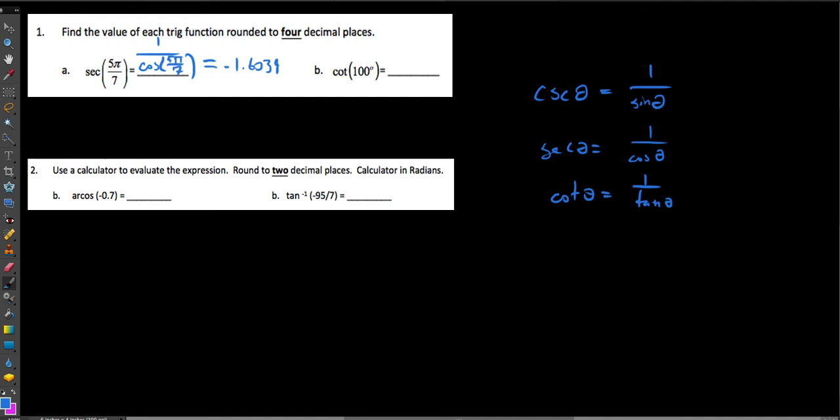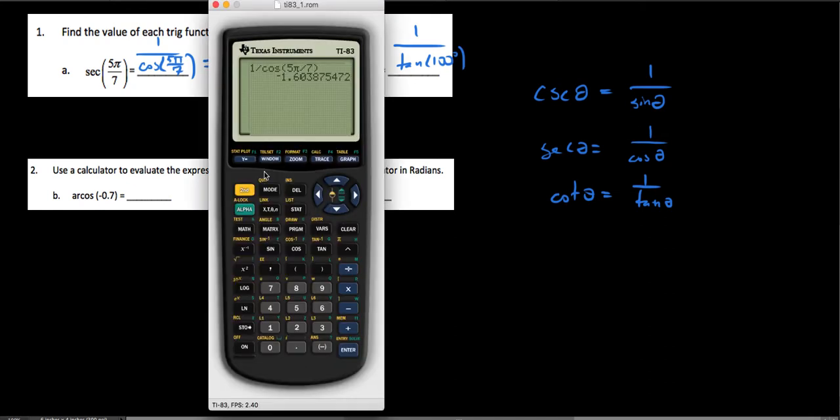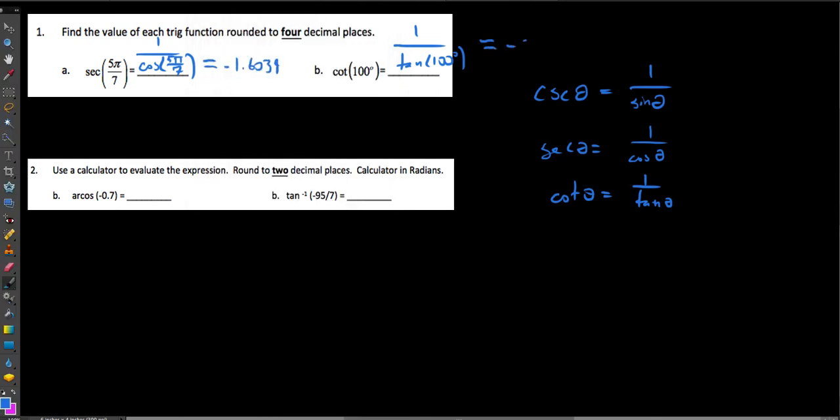Likewise, I want to find a cotangent over here. Cotangent is the reciprocal of tangent, so I'm going to rewrite this first as 1 over the tangent of 100 degrees. But I also noticed that I'm back in degrees. So that means I've got to pop over into mode, head over into degrees, and then ask my calculator to evaluate it. 1 divided by the tangent of 100 degrees. That would give us about negative 0.1763.